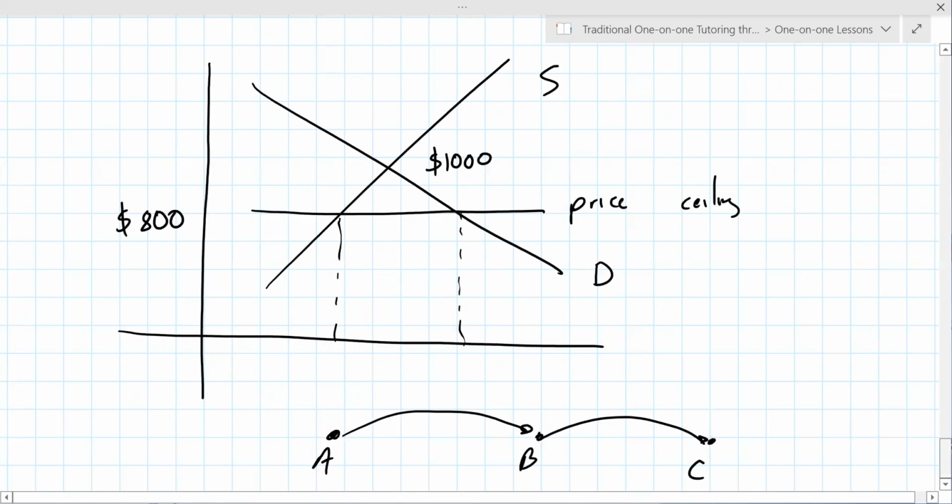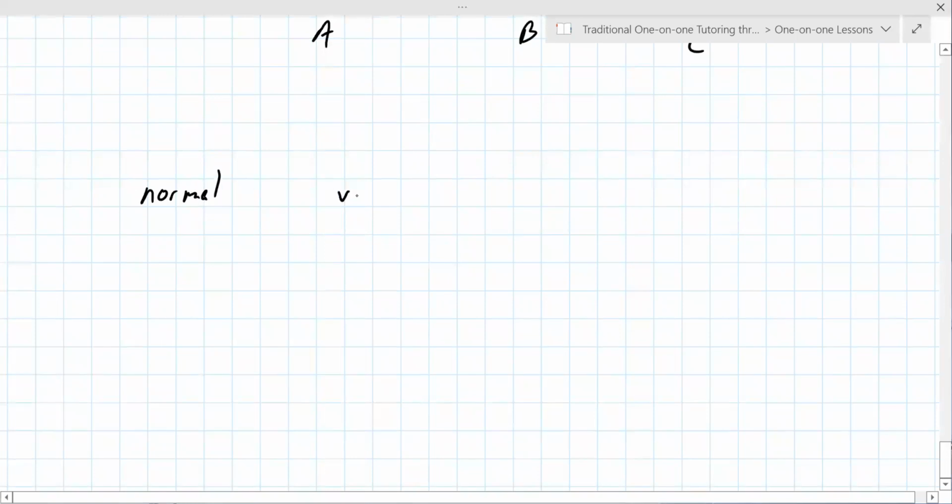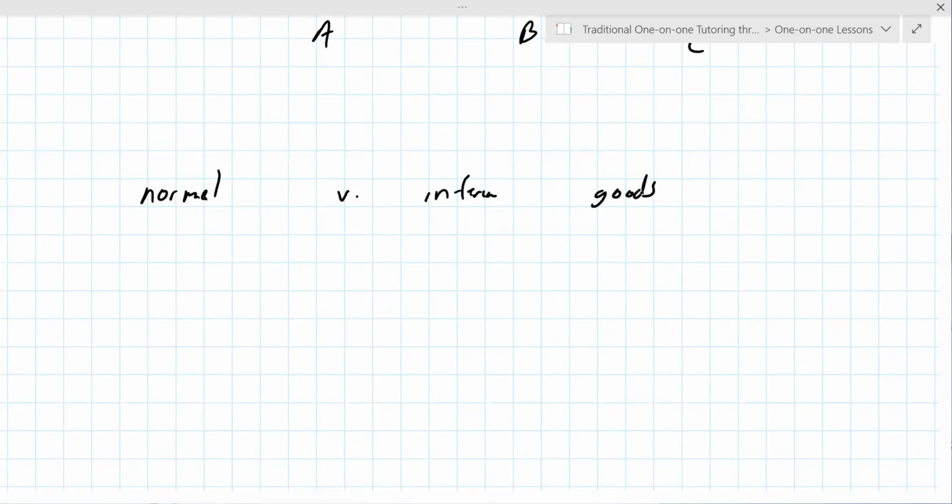Okay, last 2 minutes here. Let's talk about normal versus inferior goods. Do you remember any? I remember hearing it. I do not remember anything about it, which is a bad thing. Yeah, it's bad. And then the words aren't very good.